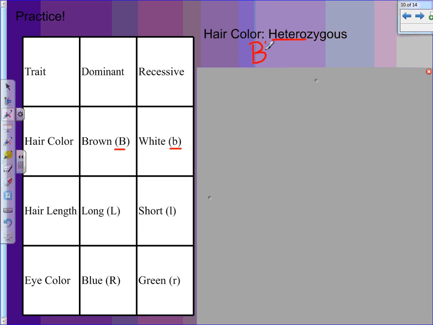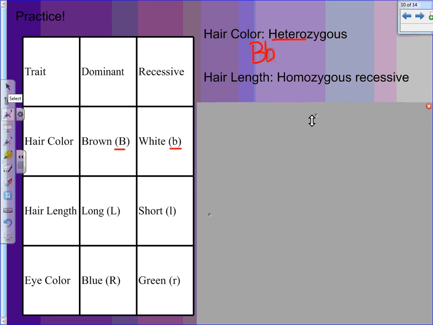Let's do another one here. Hair length. Notice we're specific here: homozygous recessive. So think about what homo means and what recessive means. Again, hopefully you paused the video so you didn't just watch me do it, because that's not going to help you on a test. Homo means the same. Recessive means they're the lowercase ones, the ones that get covered up. For hair length, we're using L's, but since it's recessive, we're not going to use the big L. We'll use the little ones, so that'd be little l, little l.